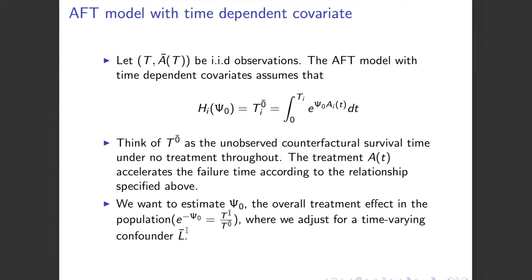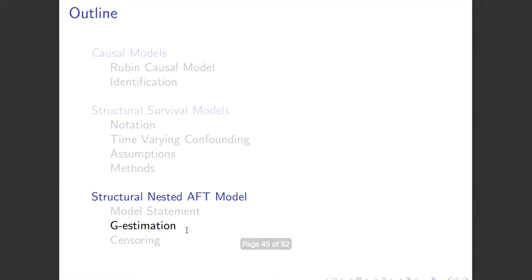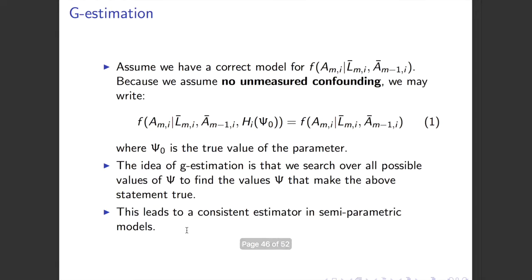This model models the treatment effect, the impact of treatment on the survival time, but also we have to deal with the time-varying confounder L, our covariate. So that's why we use G-estimation to adjust for this time-varying confounder.